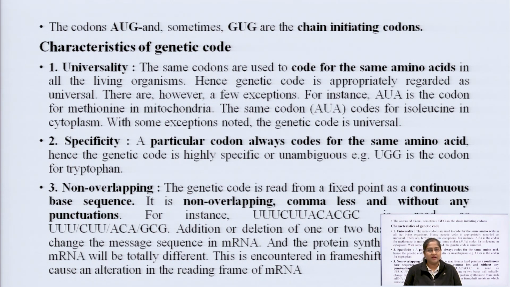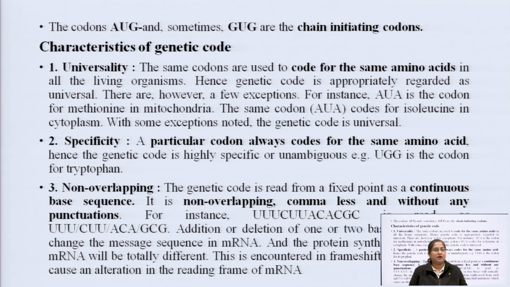Next is non-overlapping. That means, how do we read these codes? The genetic code is read from a fixed point as a continuous base sequence. It is non-overlapping, commaless and without any punctuation. For instance, let us see an example. If there is a sequence of UUU, CUU, ACA, CGA, how are we going to read it out?